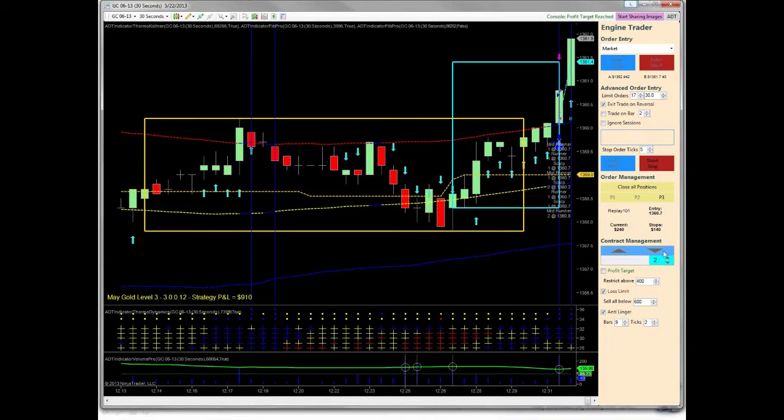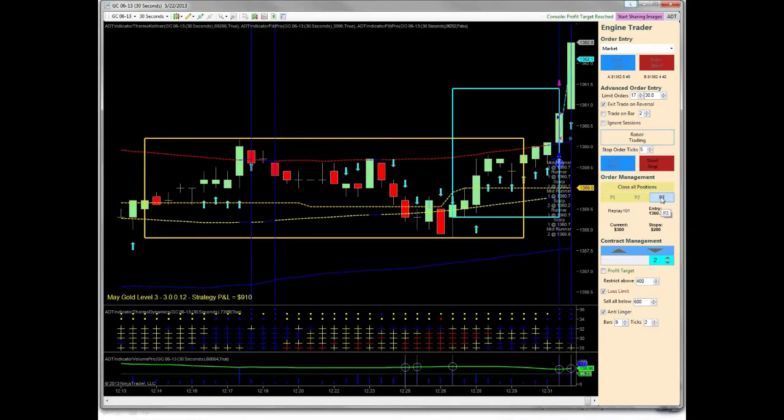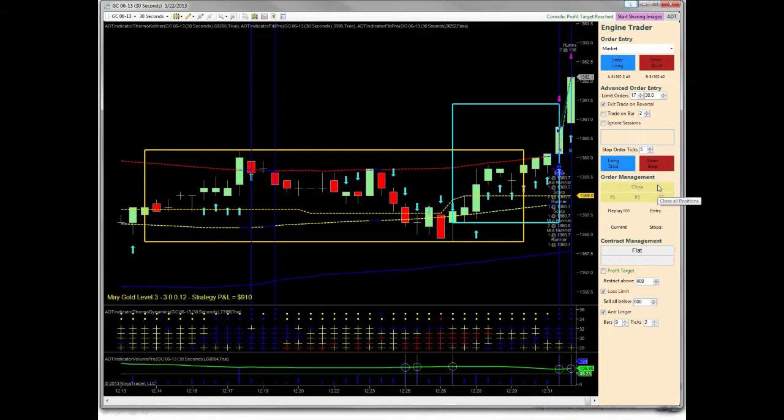Now, underneath contract management here in the Engine Trader toolbar, there's a blue bar with the up and down triangles. You can move up and down your trailing stops, either all at once by clicking in the blue bar, or just one position at a time by clicking adjacent to the two, say, in the cyan area. So this is running. We're watching the price at the top of the chart, and our last position is still open. We could close it by clicking here or here. That would close all the positions.